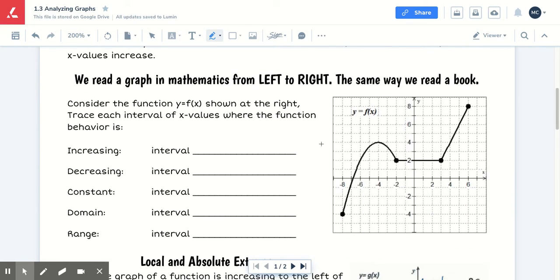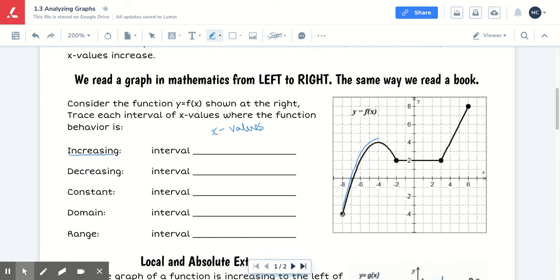Okay, as I mentioned a moment ago, we read the graph from left to right the same way you would read a book. So looking at this picture over here, we're going to trace the interval of x values where the function behavior is increasing. We'll start with that, actually. So here. Increasing, as I read from left to right on the graph, this graph is going upward from here, still going up, still going up, still going up until we get to right there. And then it changes directions. So I want to describe this interval right here, and I'm going to describe this as x values, the interval of x values where this is occurring.